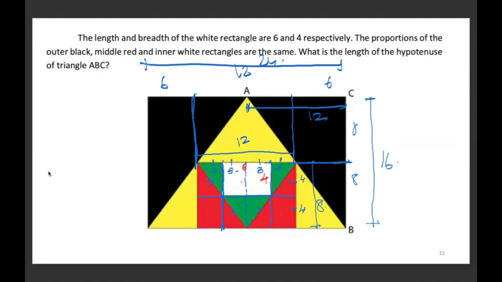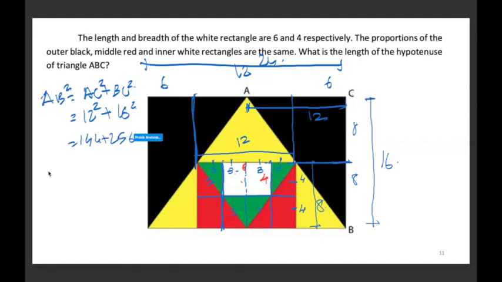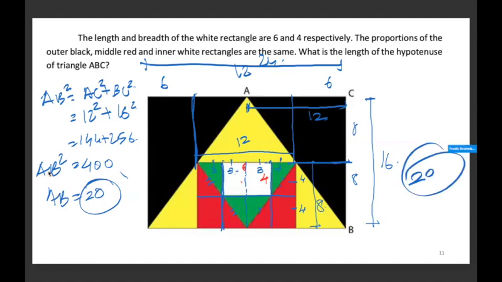So, in triangle ABC, the hypotenuse AB square will be equal to, by Pythagoras' theorem, AC square plus BC square. The value of AC square is 12 square plus BC square is 16 square. 144 plus 256, which will be equal to 400, which is the value of AB square. So the value of the hypotenuse will be 20. So, the correct answer for the hypotenuse is 20. Okay. We'll move to the next one now.